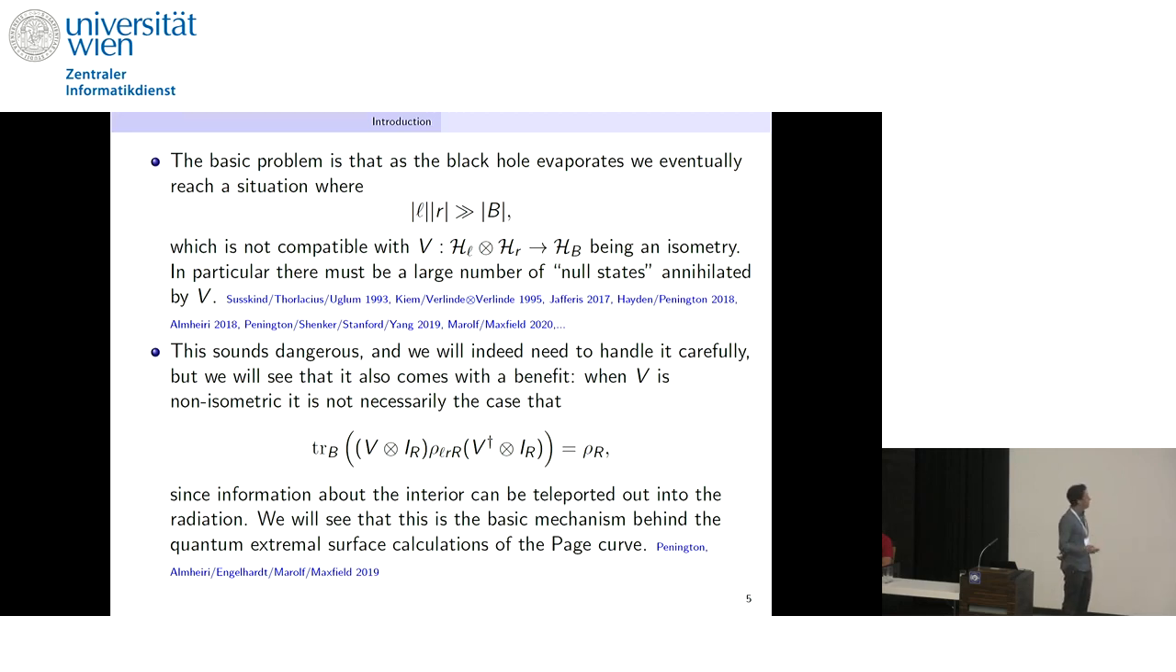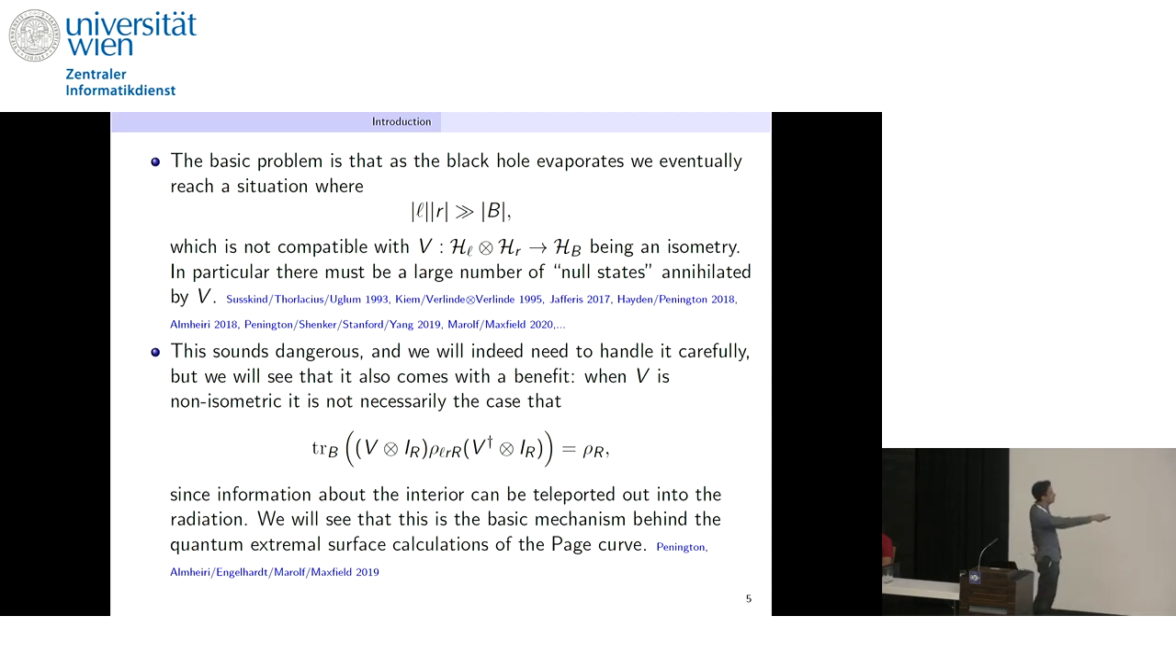And I'll deal with that in a sec, but let me first say that there's also a benefit from having V not be an isometry. The benefit is that if I take some state, here a mixed state, in the effective description, I push it through the holographic map by conjugating it with this V tensor the identity, and then I trace out the black hole so that I'm just left with the state of the radiation.